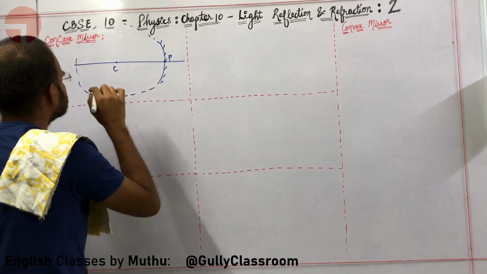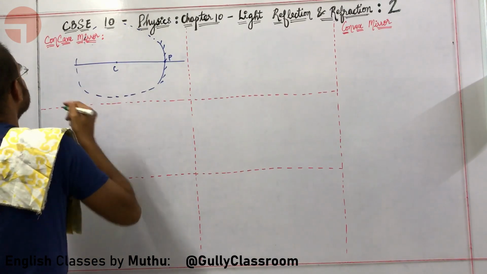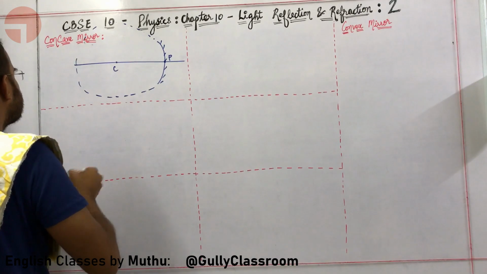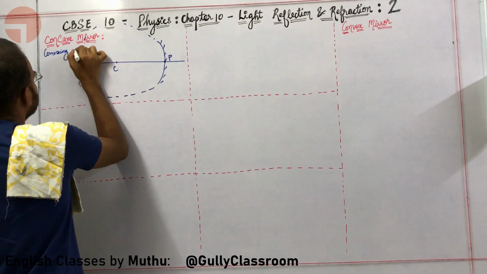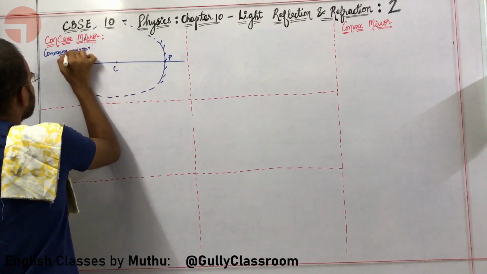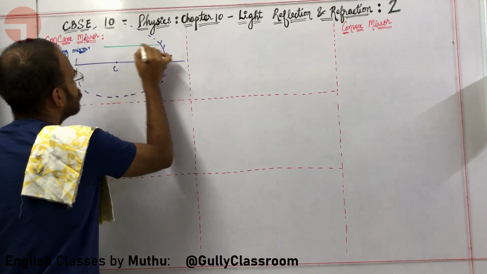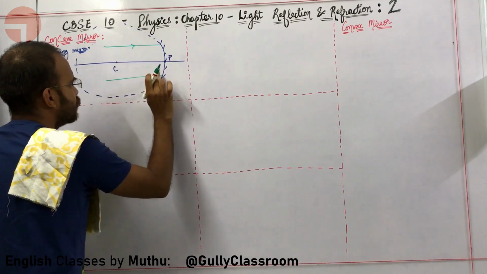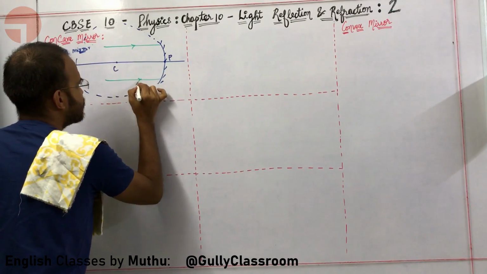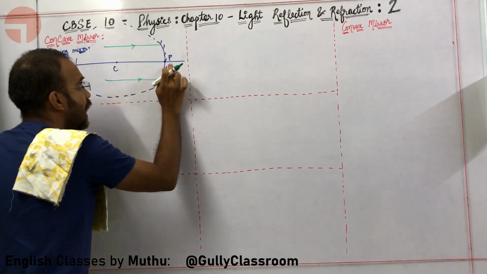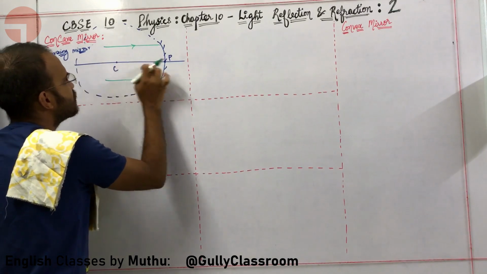What next, sir? A concave mirror, we have already studied, is a converging mirror. So what is the nature of the concave mirror? The nature of the concave mirror is that when light rays are coming parallel to the principal axis... Sir, I have a doubt. Yes, please ask me. What is the principal axis? The straight line joining the center of curvature and the pole of a spherical mirror is called the principal axis.